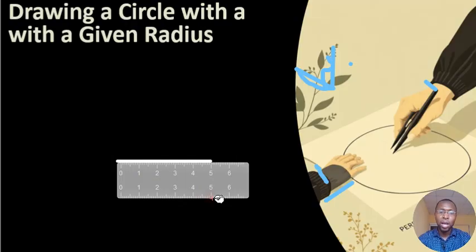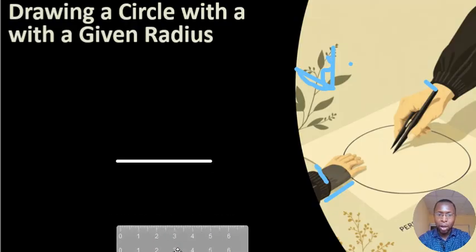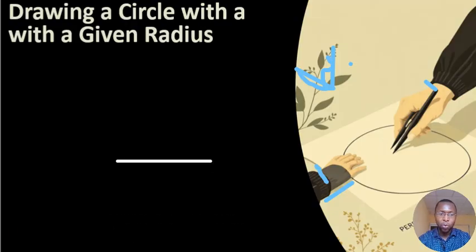So having done that, you can take away your ruler. You take your ruler away, and then you pick up your compass. You pick your compass and then extend the compass to that length of 5 centimeters. Okay, I've extended it now. Let me reduce the thickness. So the compass now has a radius of 5 centimeters using the line here.